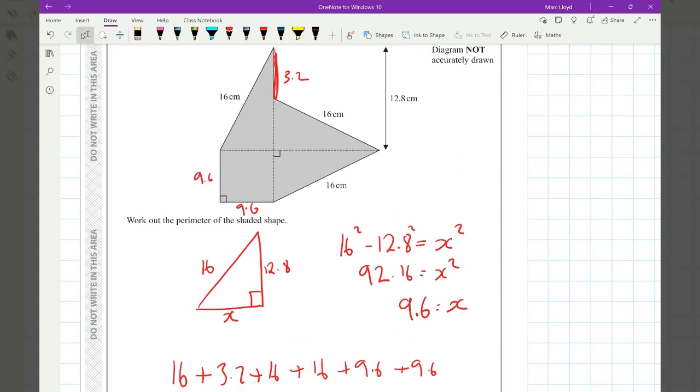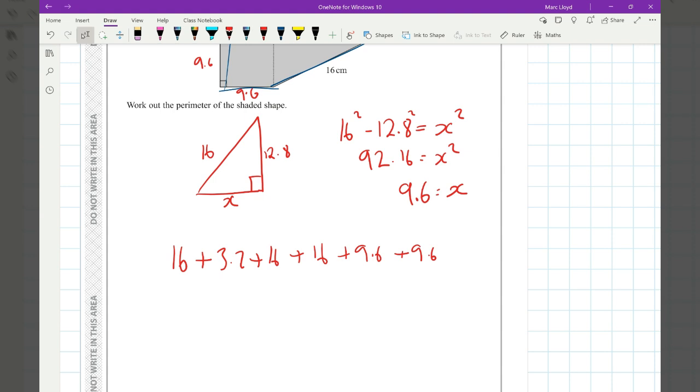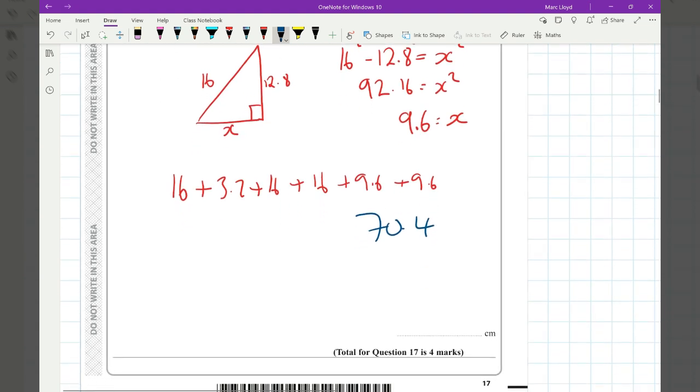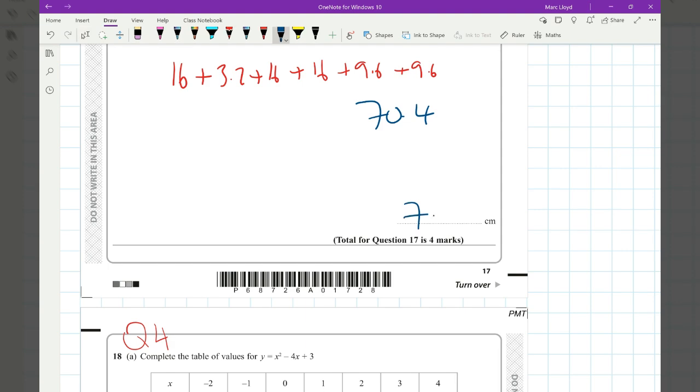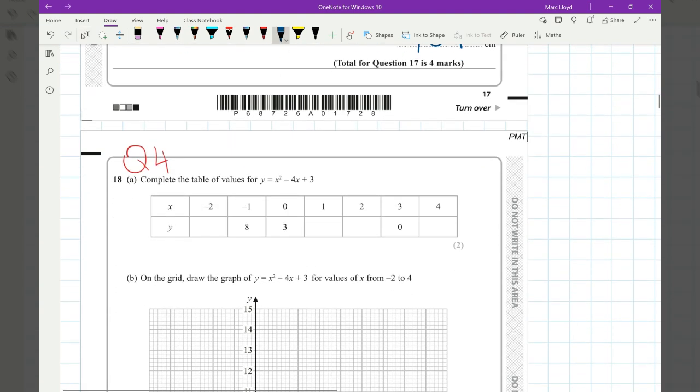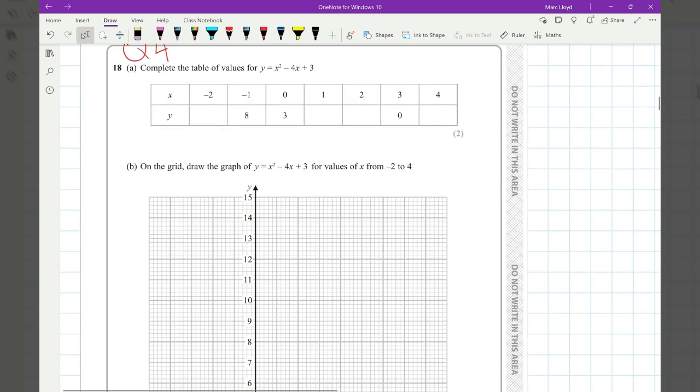So let me just change the color of the pen. 16, 3.2, 16, 16, 9.6, 9.6. Put that into your calculator. And we're there, 70.4 for our answer. I'm going to keep my pen in this color. Quite like this purple.